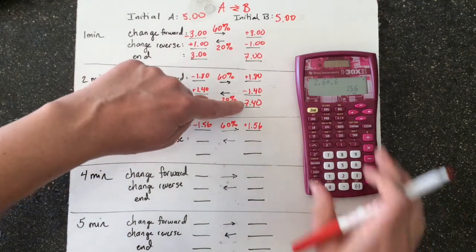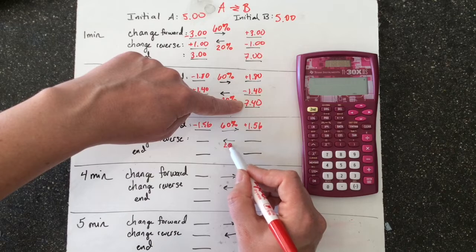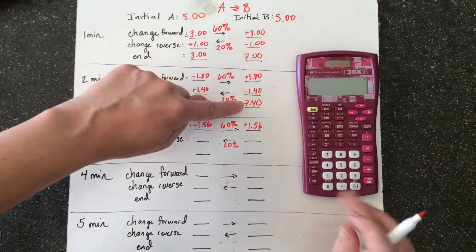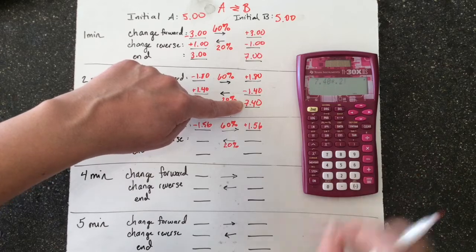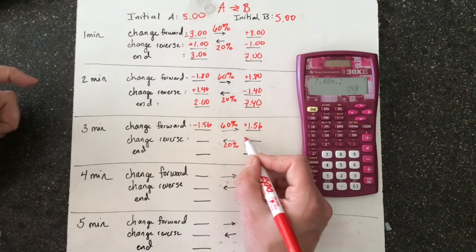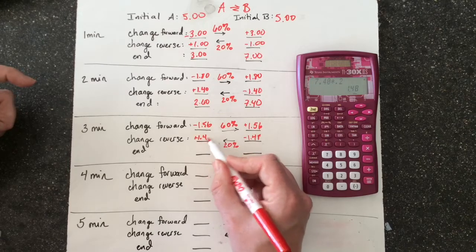And now the same thing's going to happen again. We're taking 20% of the amount of B that we have. So 7.40 times 0.2 is going to give us 1.48. So we're losing 1.48, but we're gaining that over here.